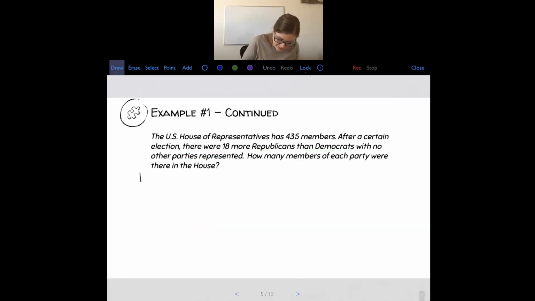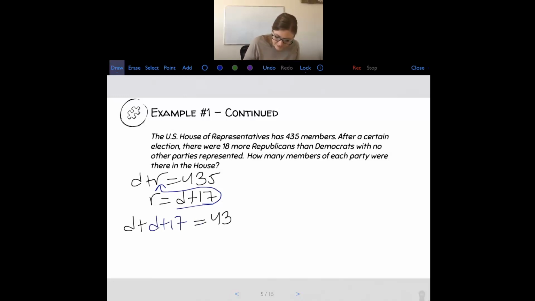So we have D plus R is equal to 435, and we have Republicans is equal to Democrats plus 17. The reason I'm choosing substitution is because we have the variable on one side in that second equation by itself. So we're going to take R in the second equation and substitute it into the first. So this leaves us with D plus D plus 17 as R equal to 435.